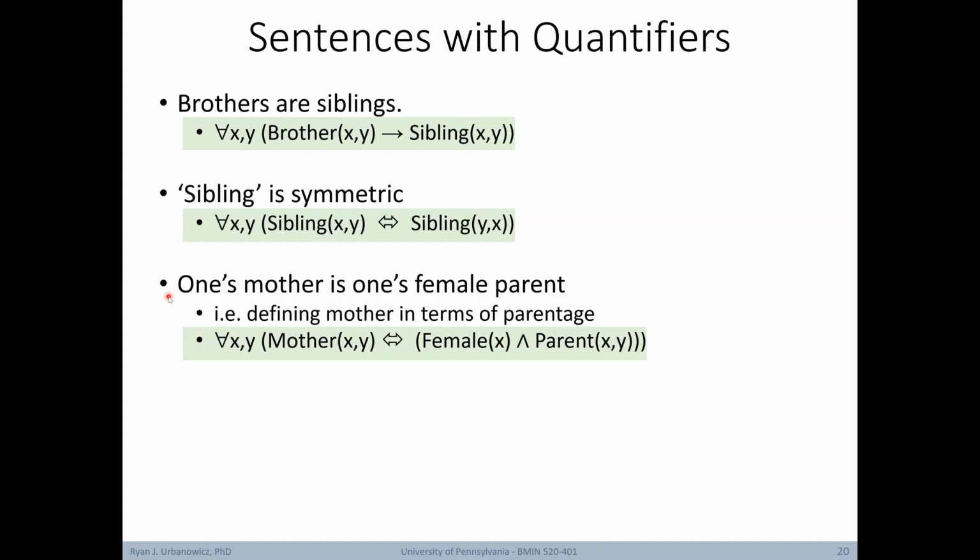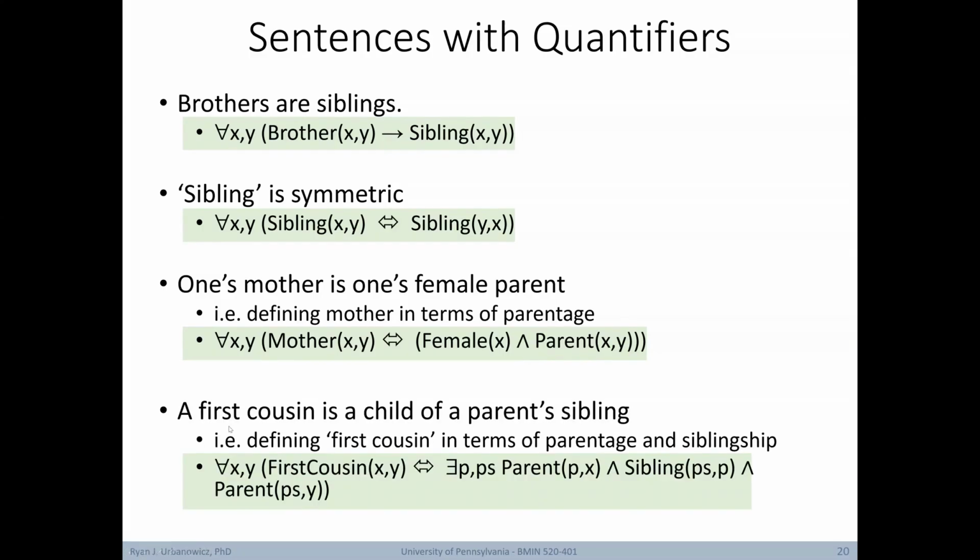Now let's express the idea that one's mother is one's female parent. In other words, we're defining mother in terms of parentage. Here we have the following expression. For all x and y, x is y's mother if and only if x is female and x is parent to y.